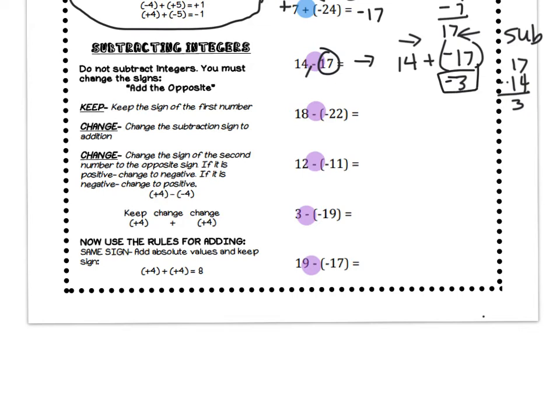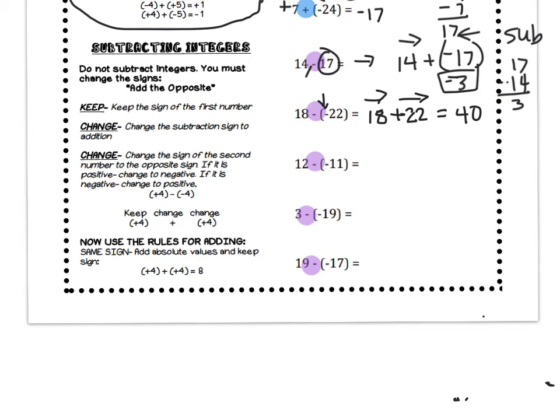So here's one right here that I'm going to change. So I'm going to keep my number, 18. I'm going to change that subtraction to an addition. And I'm going to do the opposite. So that's a negative, so it would be a positive 22. We would go this way. Sorry, my pen's not working well. That way, and then that way. So it's the same direction. So we're going to add, and we get a positive 40.